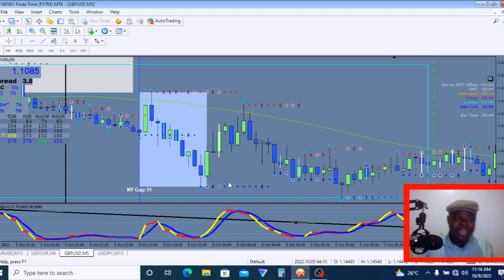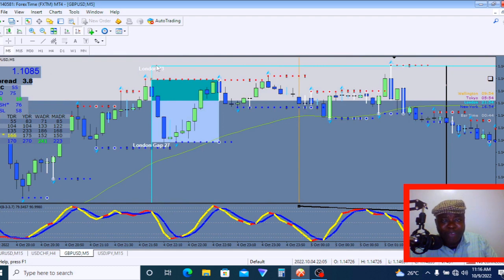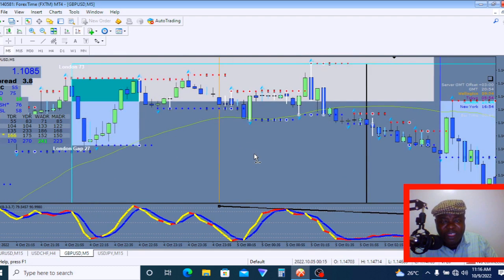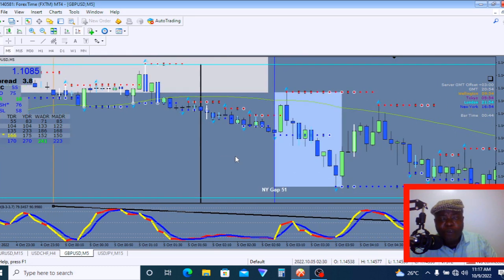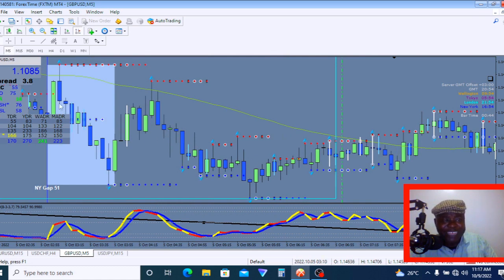How do I know? This is the reason: this very blue line that you are seeing around this place is New York open. Now, London open has opened basically from this place. Look at where we have our London open, they open from this place. The London session has been moving. Immediately, we have our New York open. Look at the overall direction. Look at the direction from here.